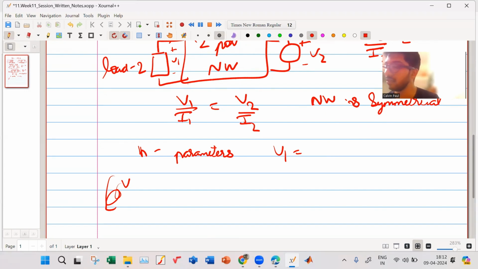So V1 is equal to H11. One is for this, one is for something else, and then something else has to be current. So it is H11 I1. Then you have H12. So what one is for your V1. So two is for what?